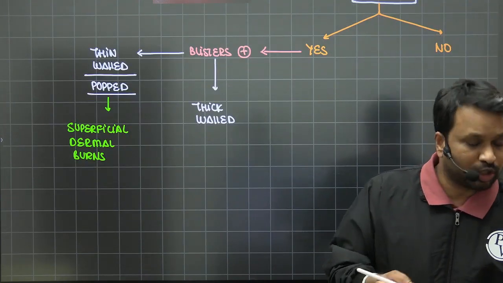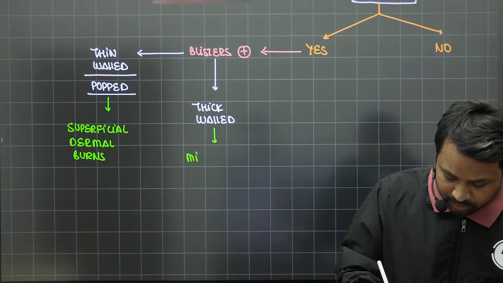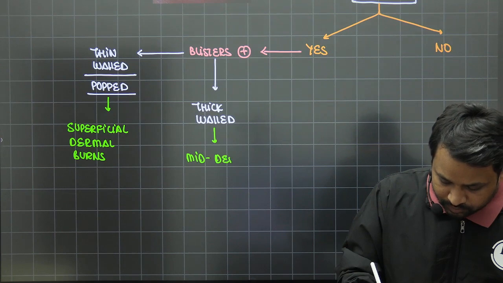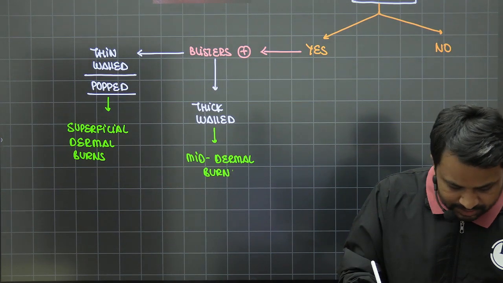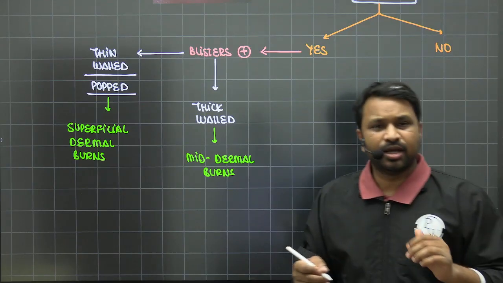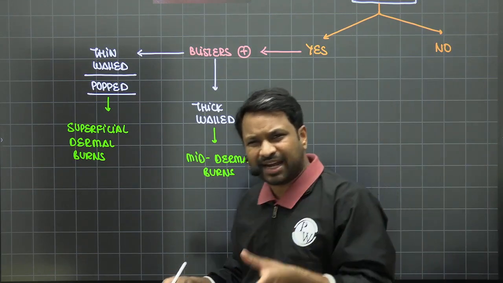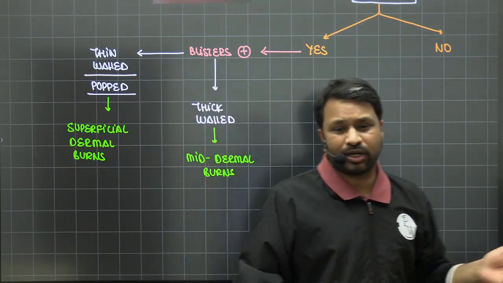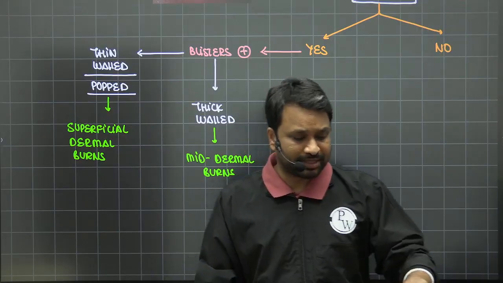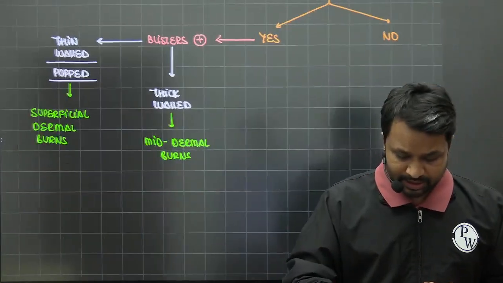If it is thick walled, then I say that this is your mid dermal burns. This indicates they are mid dermal burns, right? Along with that, there will be other signs, like a reddish base, darker in consistency, and some amount of mottling. All those other features are going to be present, but this is what you look for if it is slippery.